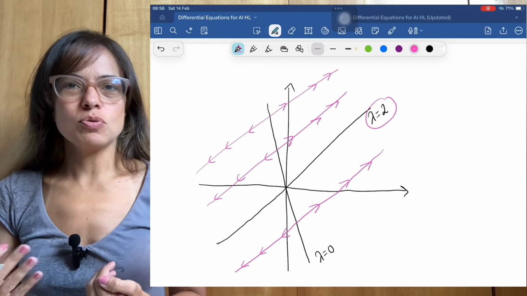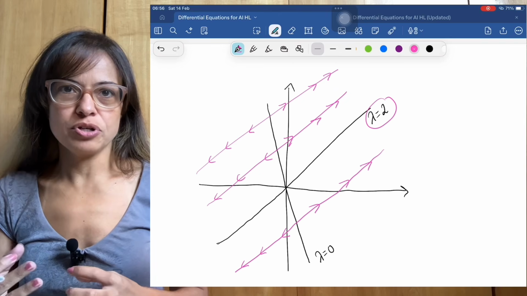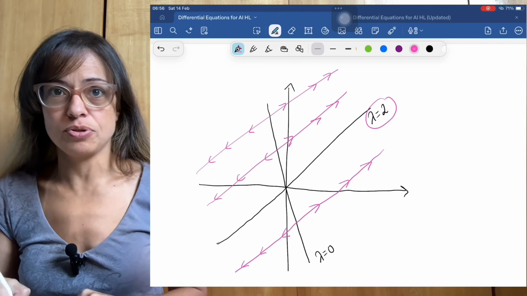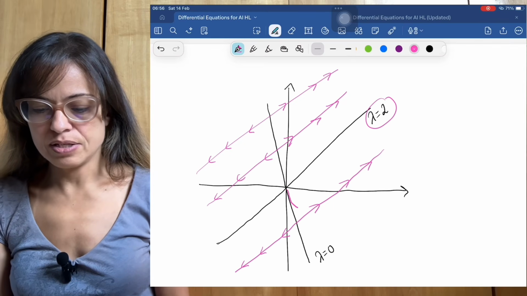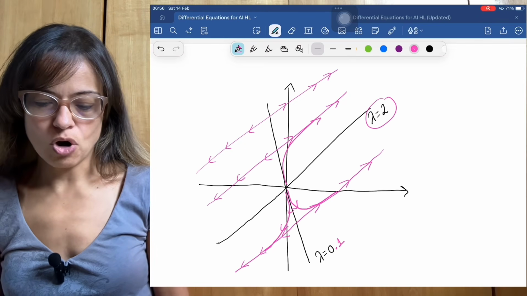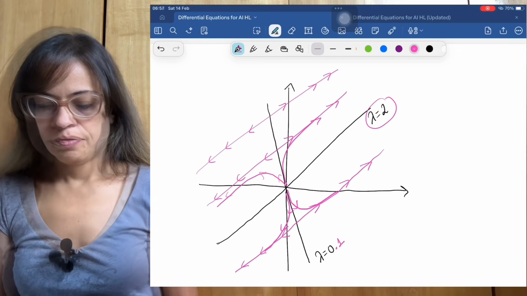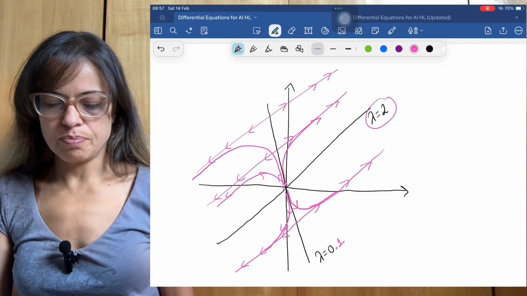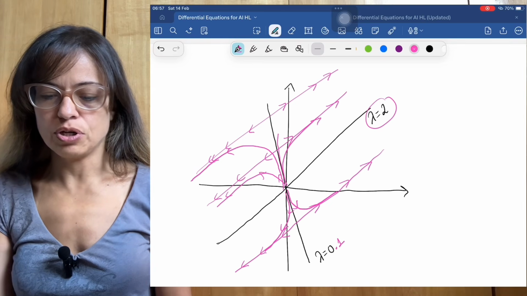But as you go from 0 to like 0.1, the picture can't change a lot suddenly. So it needs to look similar to this, which means that it's this direction that is going to bend first. So in the case of two positive eigenvalues, the trajectories start out parallel to the smaller one and then bend in the direction of the bigger one.